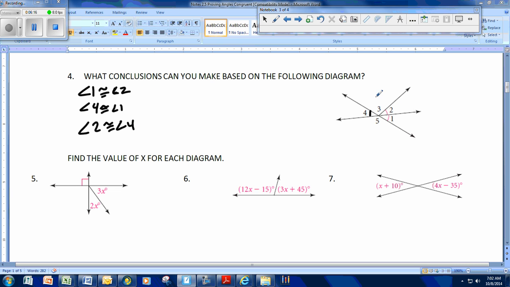There's a lot of other things that we can pull out of this diagram. For instance, I know angle 4 and 5 are supplementary, so I know angle 4 plus angle 5 is going to add up to 180. Same thing with angle 5 and 1. Angle 5 plus angle 1 are going to add up to 180 because they make a straight line. And those are just a few of the conclusions that you can draw from this particular diagram.